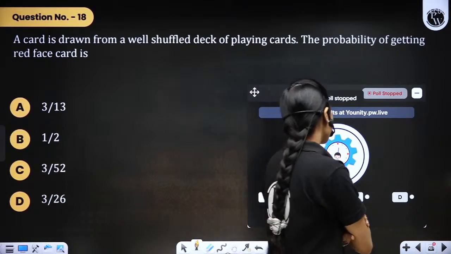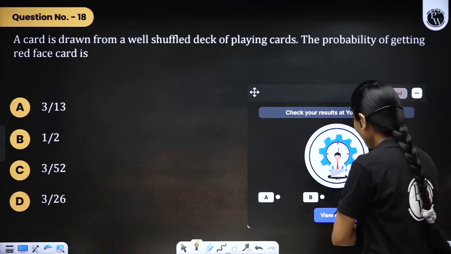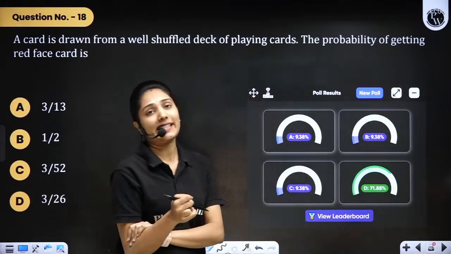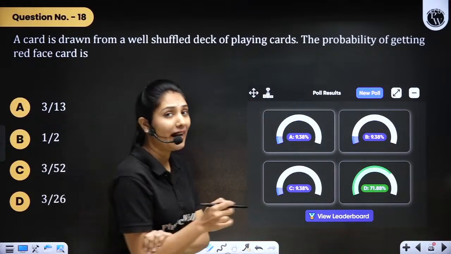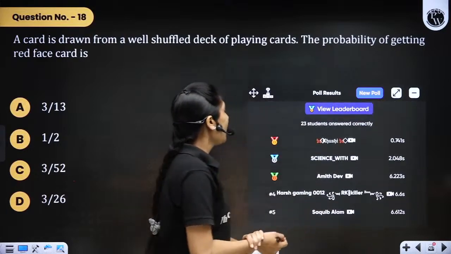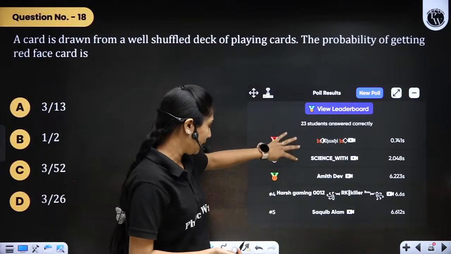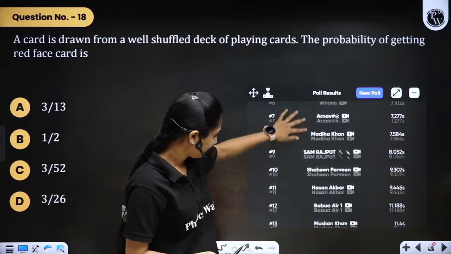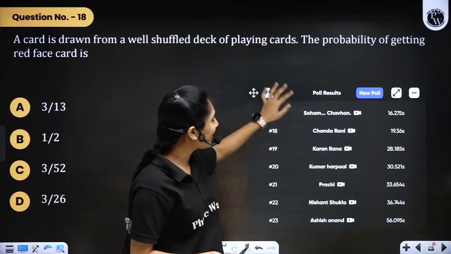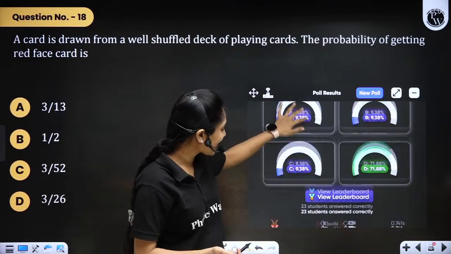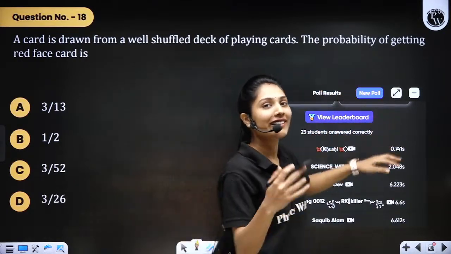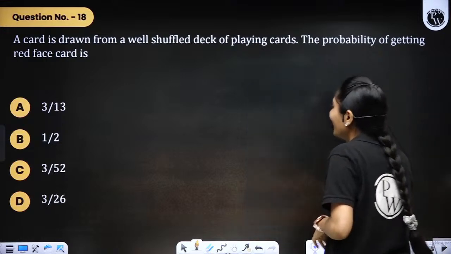And the correct answer is option number D, 3 by 26. 71% of you are correct, beta. Very good. Khushi, then Science, and Amit. Good. By the way, what's your real name, beta ji? Science. Science with whom? Okay.